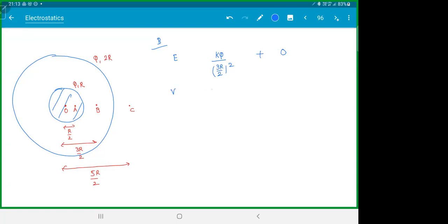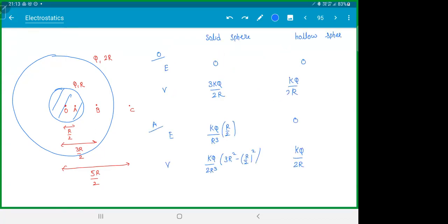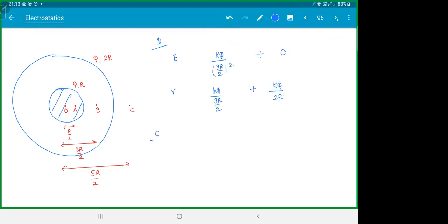Potential. The point B is outside the solid sphere, so kq by small r. The point is still inside the hollow sphere, so kq by the radius of the sphere, 2r. This is also 2r, my mistake. That was a mistake. This is kq by 2r. That is for B. Point C. C is outside for both of them. kq by 5r by 2, kq by 5r by 2. For potential also it is, square. See, even I do goof ups. kq by 5r by 2, so be careful. Easy one, but unnecessarily you'll mess up and you'll lose 5 marks.